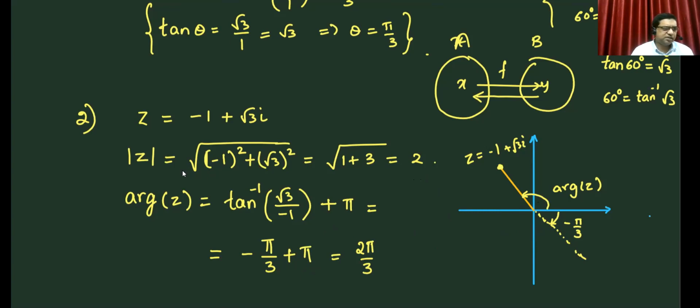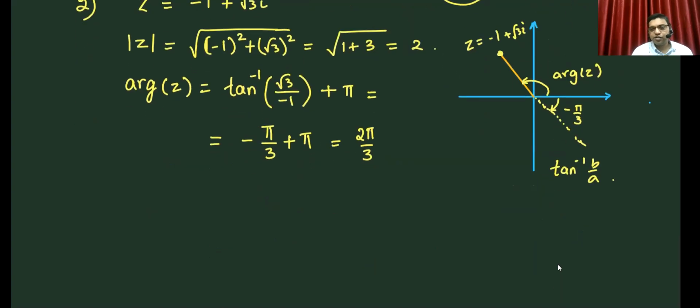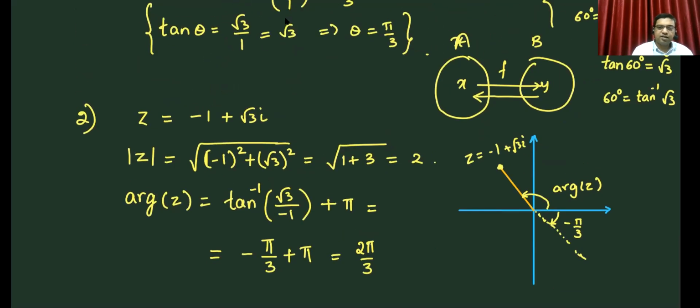Many times some teachers wrongly teach that the argument in all cases is tan inverse b by a. That's a mistake, because if you do that, you will get values only between minus pi by 2 and pi by 2. Next, third question. Did you understand this part?